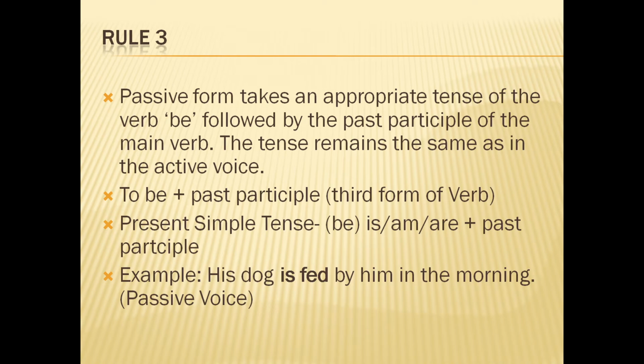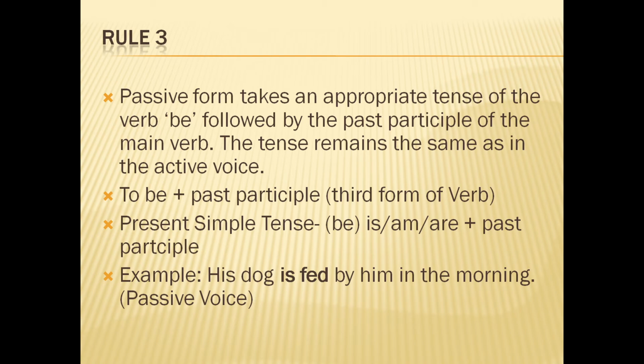Suppose in the present simple tense, this be form would be used in the form of is, am, are according to the subject, and the past participle of the main verb would be used. For example, his dog is fed by him in the morning. He feeds his dog in the morning. This is the sentence in the active voice.